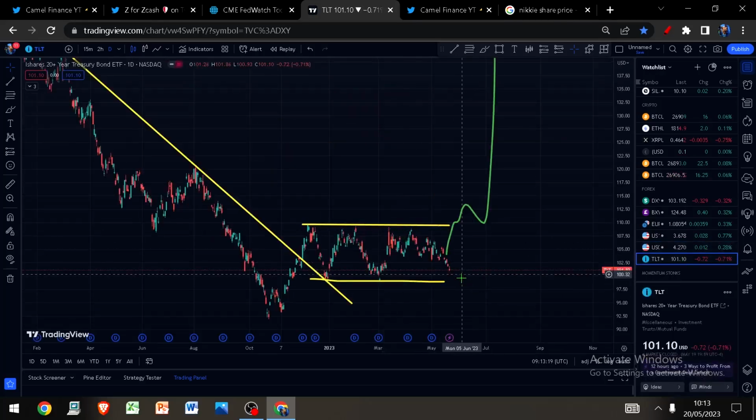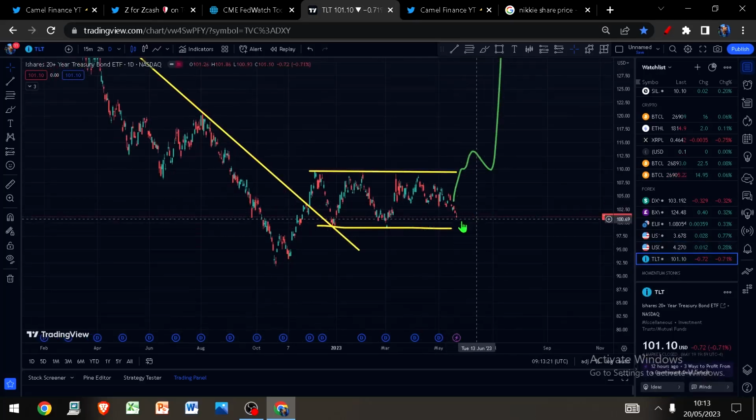TLT moving down to the bottom of the range. So no recession trade as of yet. Remember, the recession trade comes from a breakout here, but we just haven't seen that yet. Again, kind of speaks to a more risk-on look in the short term.